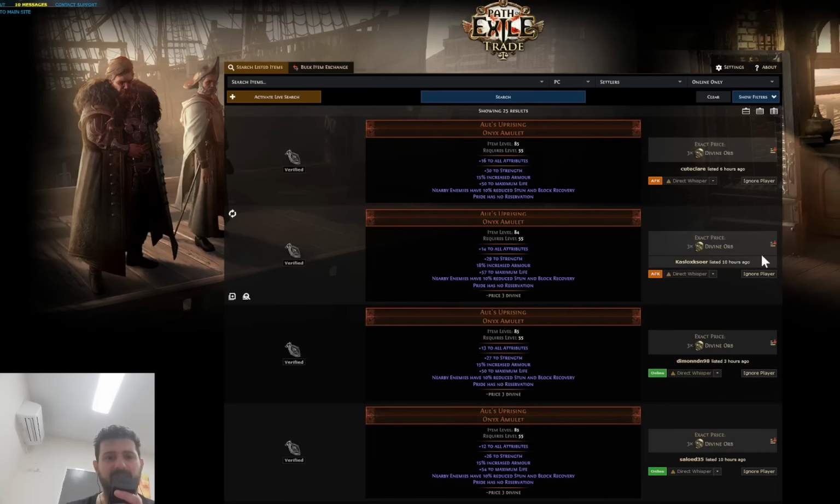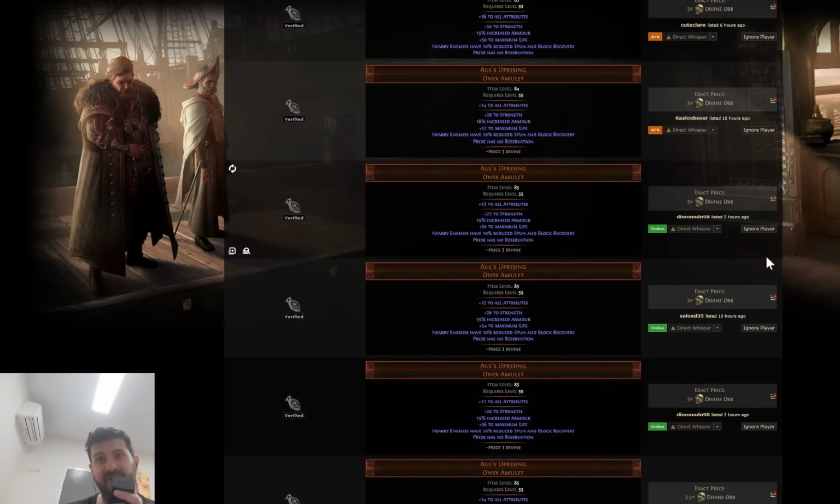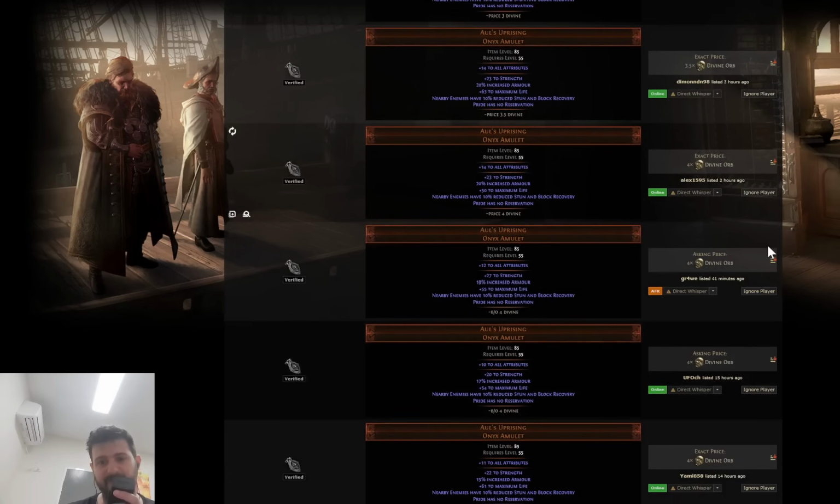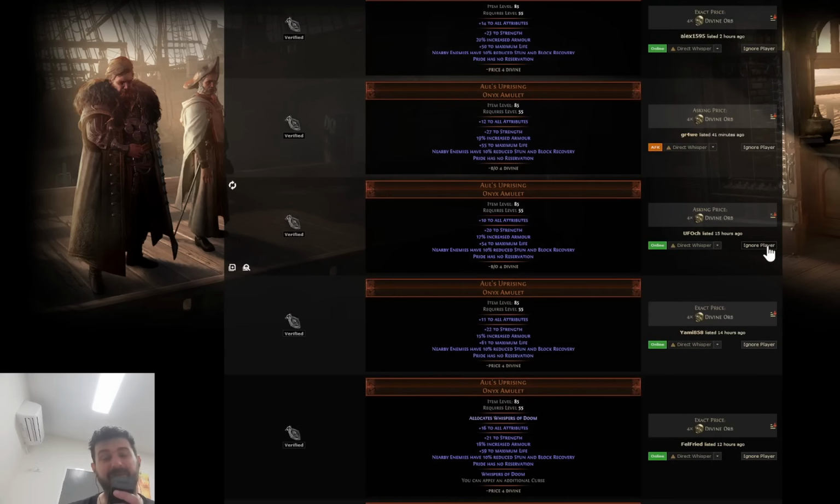Sorry. Then we look at things like Pride. This is really build enabling too. These are selling for about 3 div a piece, up to 4 div. That's actually not bad, and if you're playing melee builds, this is an easy way to basically get a huge amount of damage in your build for very minimal cost.